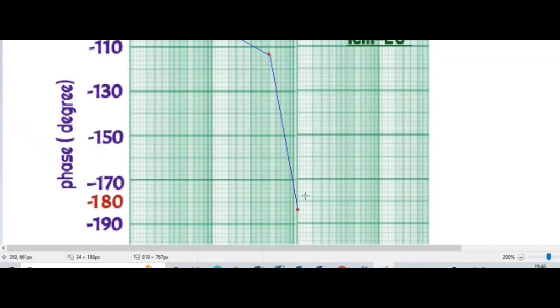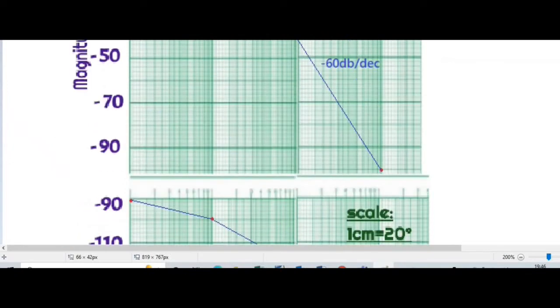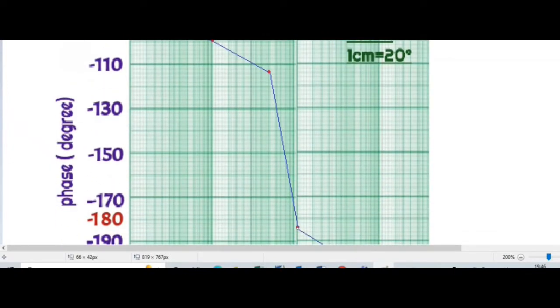And now next, after this minus 186, we have to show here, you can show in your graph, that there is no space available. Now this phase plot is getting completed. So in this way we have to show the phase plot.